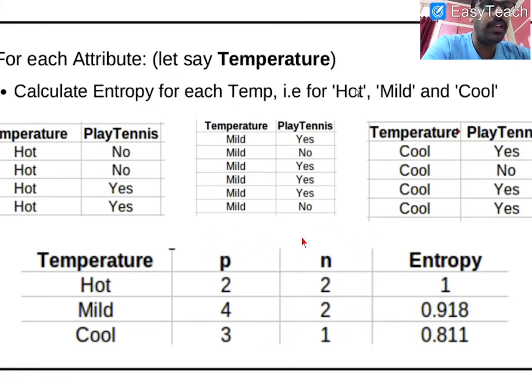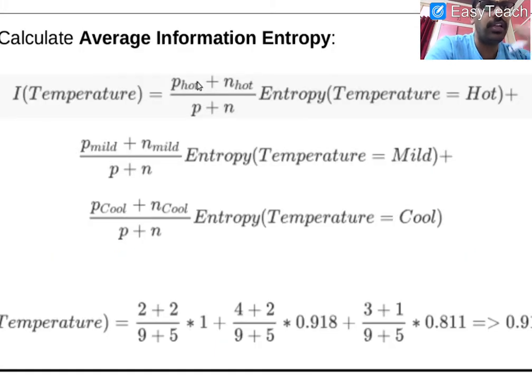And you know the p value, you know the n value. It is easy for us to calculate the entropy. So that is the entropy we calculated. After getting the entropy, what you have to calculate? Average information gain. So average needs total records, total positive records, total negative records, particular. Whenever it is hot, positive, negative into entropy, positive, negative into entropy, positive, negative into entropy.